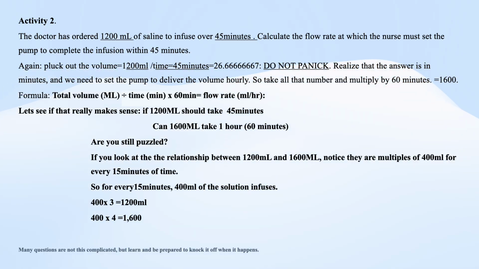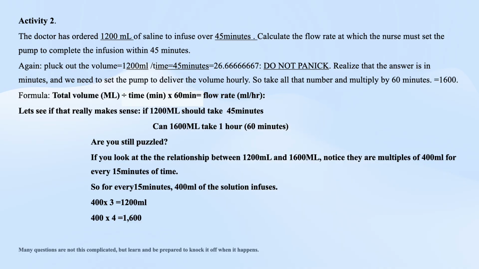Now it looks like a big number. 1600 is a big number, but let's see if it makes sense. That's another thing. Whatever we do, we have to make sure, is it safe? Is it making sense? So long as we are applying the principle in place, we should know that it's okay. All right. So let's see if it makes sense. If you look at the relationship between 1200 and 1600, for example, what I notice is they are multiples of 400 ml for every 15 minutes of time. It may take a while for you to see it that way, but that's what I'm seeing. So I'm throwing it out there.